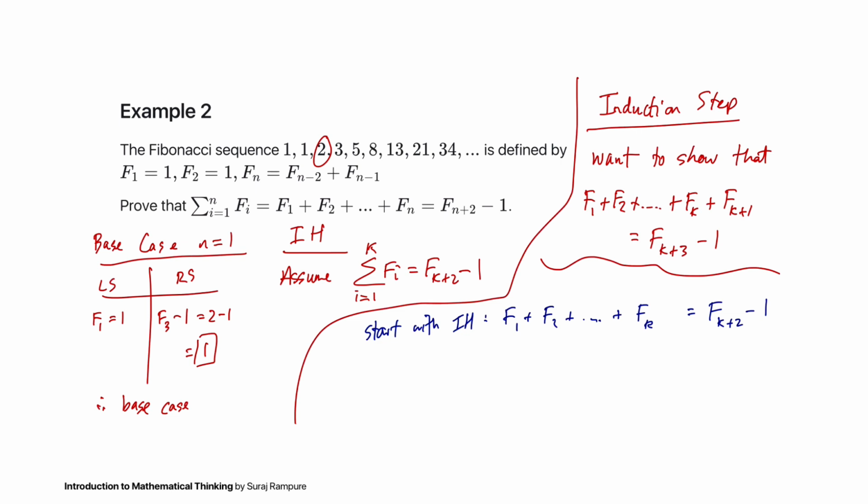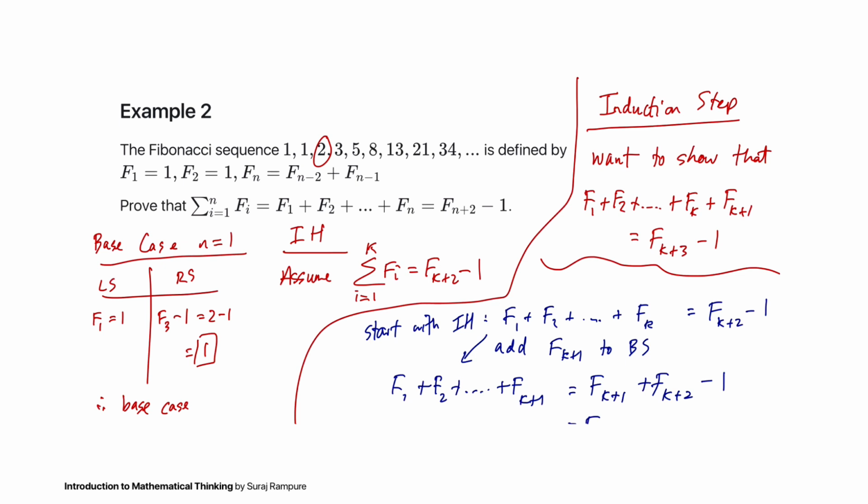Good question. So we add f of k plus 1 to each side. Good. We can add f of k plus 1 to both sides. So now what do we have? We have f of 1 plus f of 2 all the way until f of k plus 1 is equal to f of k plus 1 plus f of k plus 2 minus 1. And now is where we use the definition. What is f of k plus 1 plus f of k plus 2? F of k plus 3, by definition. And the minus 1 still sticks around.